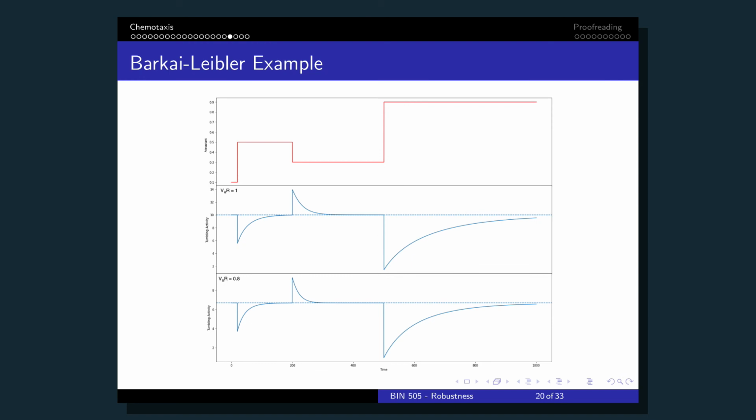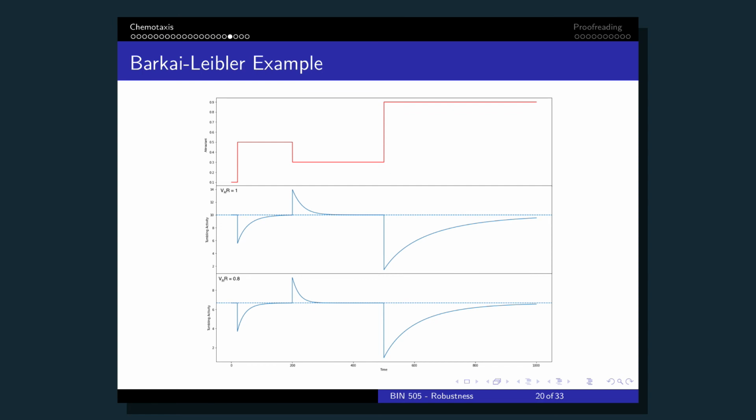It's not a surprise then that when we simulate with the Barkai-Liebler model, and hopefully I'll record a separate session showing you how to implement this, we get exact adaptation, whether VRR is 1, like as in the fine-tuned example, but also when we have VRR is equal to, for example, 0.8 in this figure. Notice that there's a difference between the two responses. When VRR is less, the actual steady state is lower.